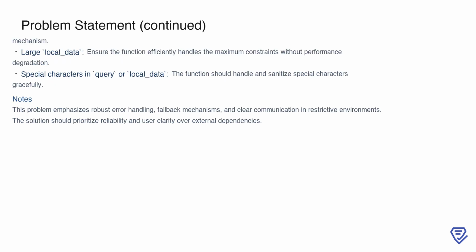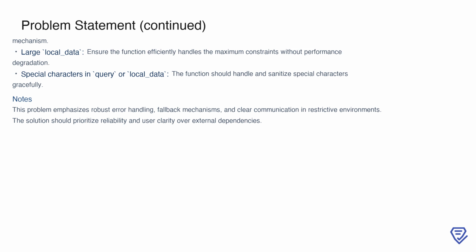Several constraints must be considered to ensure the solution is robust and scalable. The query string will not exceed 100 characters, while the local_data list can contain up to 10,000 entries, with each string in the list having a maximum length of 200 characters. The function must handle scenarios like an empty local_data list gracefully, ensuring no errors occur and delivering meaningful fallback messages. Additionally, the solution must efficiently handle large inputs without performance degradation. Finally, special characters in the query or local_data must be properly sanitized to maintain reliability.